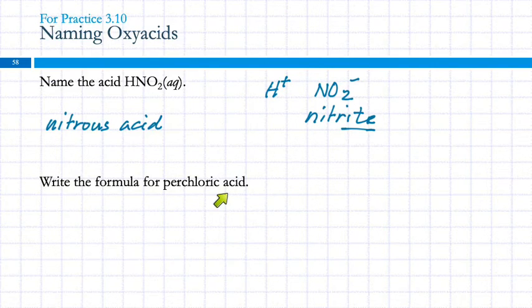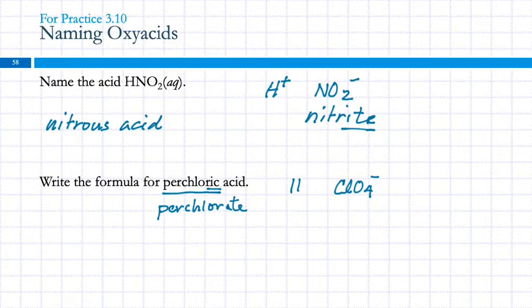Write the formula for perchloric acid. The word acid tells us very clearly this is an acid, right? We look at the word before acid, perchloric. It does not start with hydro, right? So that tells me this is an oxyacid. So perchloric, I want to change that ic. What goes with ic? Ate. So this is from the perchlorate ion.